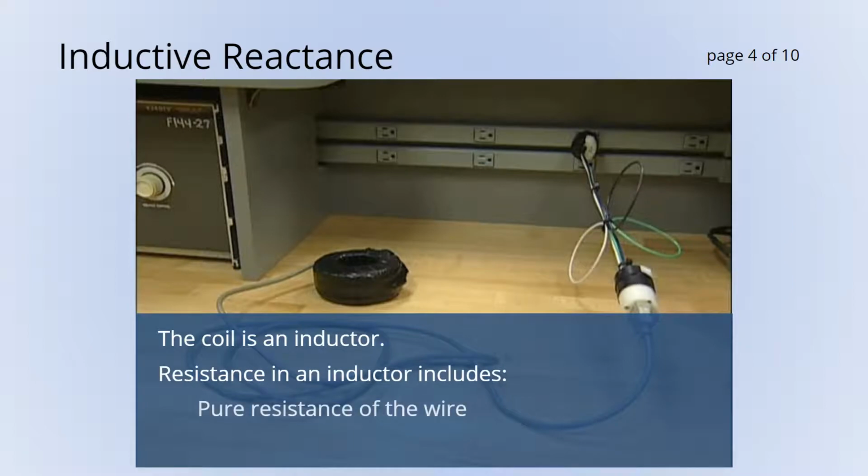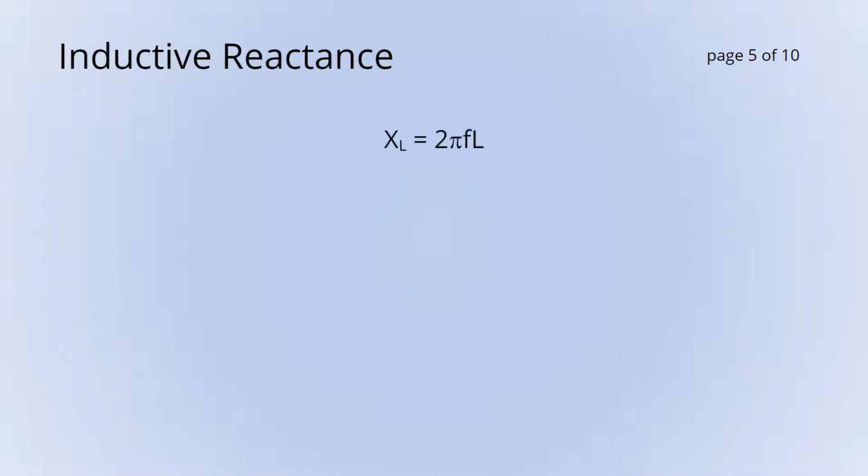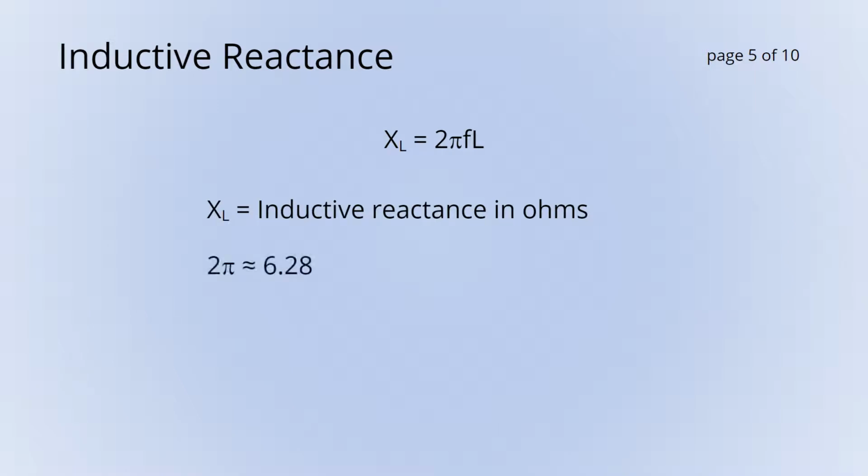In addition to the pure resistance of the wire, there is also a resistance to alternating current, called inductive reactance. Here is the formula for inductive reactance. X sub L equals 2 times pi times F times L, where X sub L is inductive reactance and is measured in ohms. 2 times pi is a constant in the formula that equals 6.28.